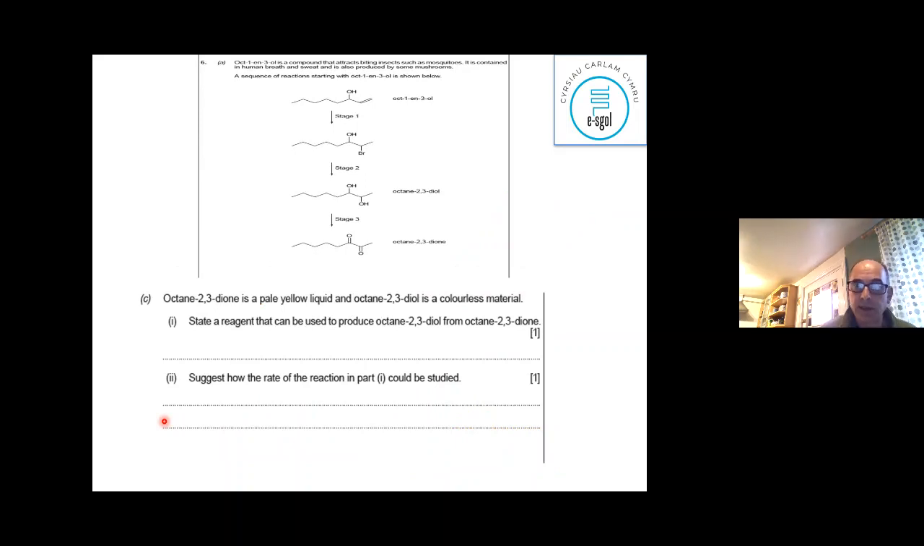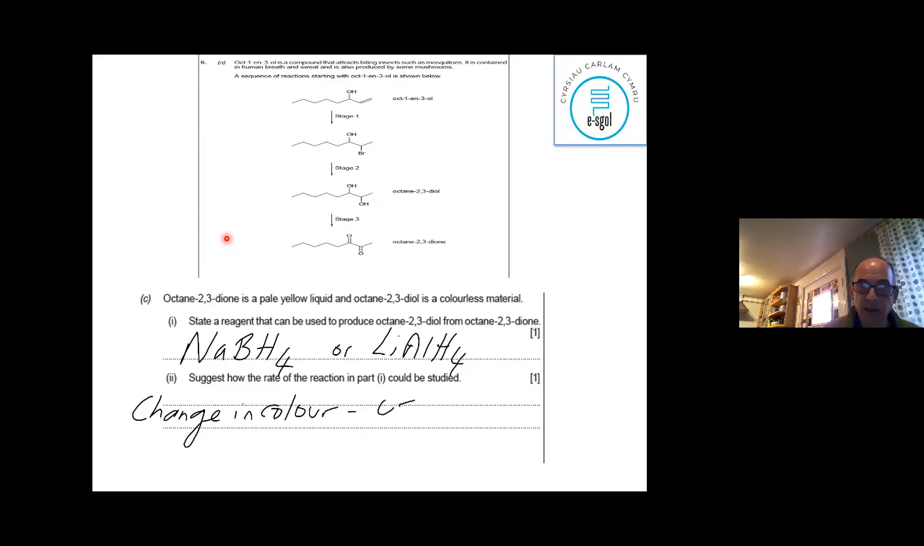Oct-1-en-3-one is a pale yellow liquid, and oct-1-en-3-ol is a colourless material. State a reagent that could be used to produce oct-1-en-3-ol, so the reverse of stage 3. Okay, we're looking at reduction, so you could use sodium borohydride or lithium aluminium hydride. To measure the reaction, there's a change in colour. You would use a colorimeter, which would measure the absorbance or transmittance of light through the reaction as it proceeded.